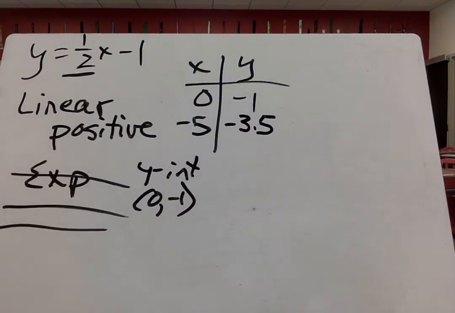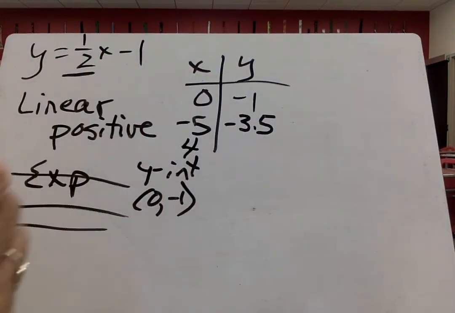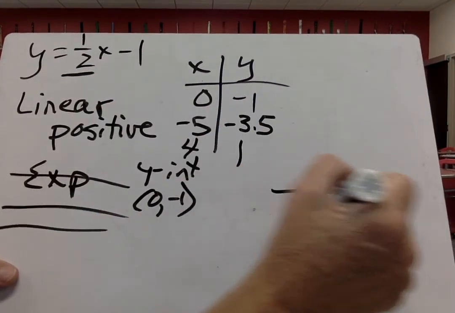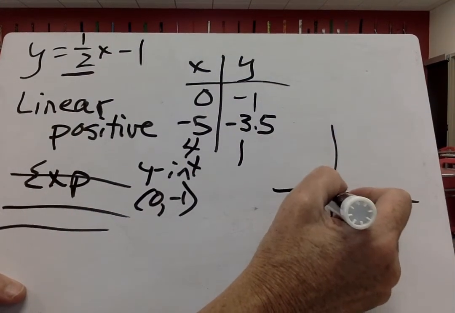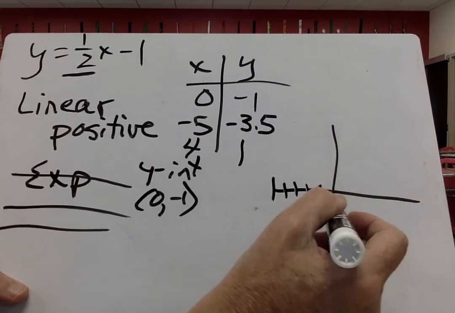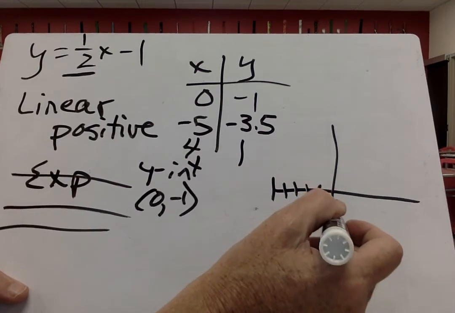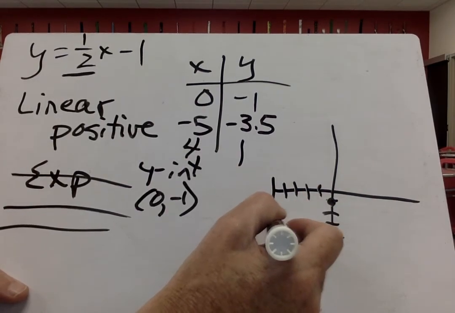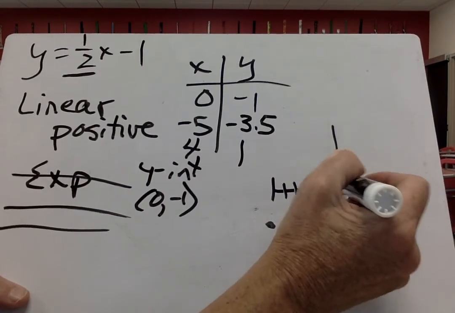Okay. Then I'm just going to jump to, say, 4. If I put 4 in there, half of 4 is 2. 2 minus 1 is 1. So then on my graph, I'm going to go ahead and plot those points. 0, negative 1, negative 5, negative 3.5, and 4 gives me 1.